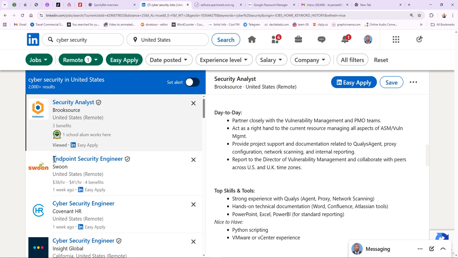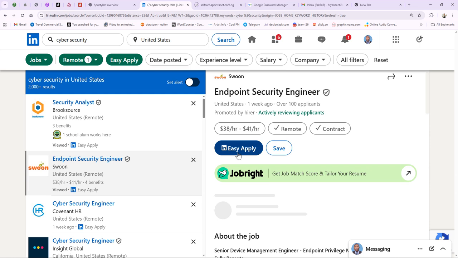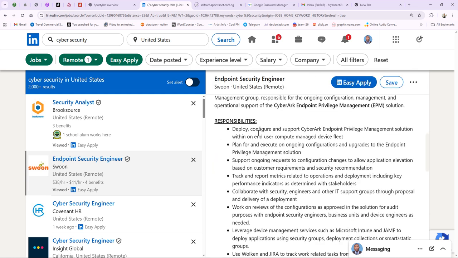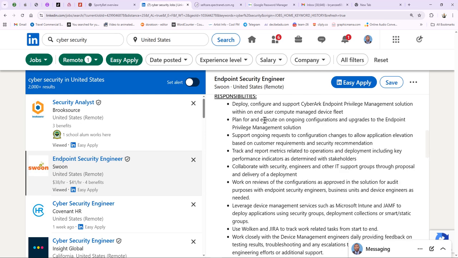Now, this guy, endpoint security engineer, we have something to do with some of those stuffs we talked about. Okay, let's look at the responsibility: deploy, configure, and support CyberArk endpoint privilege management. Plan for and execute ongoing configuration and upgrade to the endpoint privilege. Support ongoing requests for configuration changes.